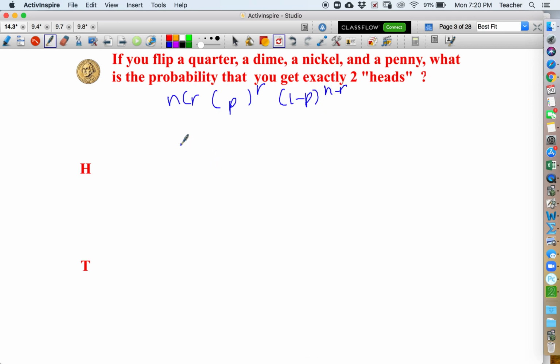So we're going to see how many chances you were given. You're flipping 4 coins, so out of those 4 tosses, you want 2 of them to be heads. The probability of heads is 1/2, and you want to have that happen twice, and not H is going to happen 2 times for a total of 4.